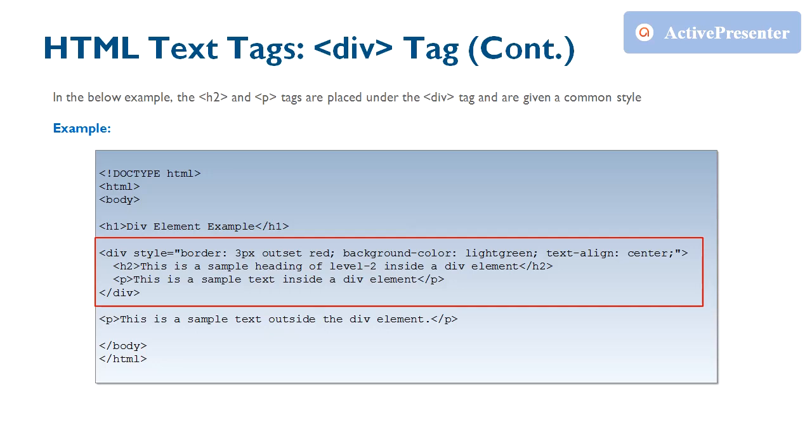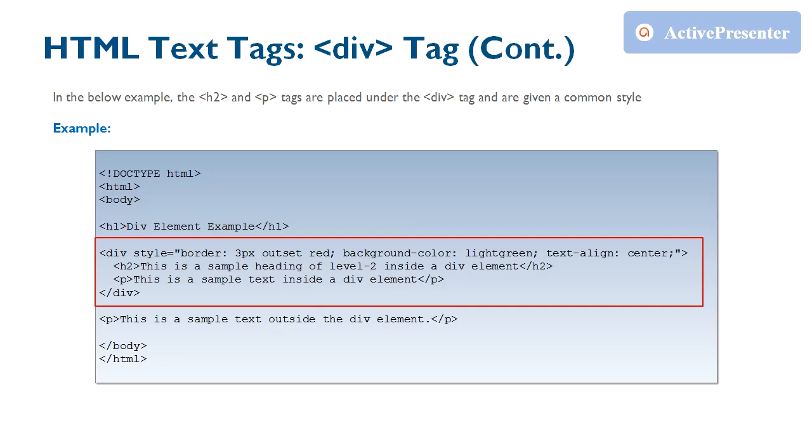So now let's look at an example of a div tag. In the below example, you can see that the H2 and P, which is paragraph, are placed under the div tag and are given a common style. So if you look at the div code here, we have a div starting tag, and then we have a style equals border, something like that. So what is style? This is nothing but cascading style sheet, and here we are applying this style directly to the div tag. So it is called inline style sheet.